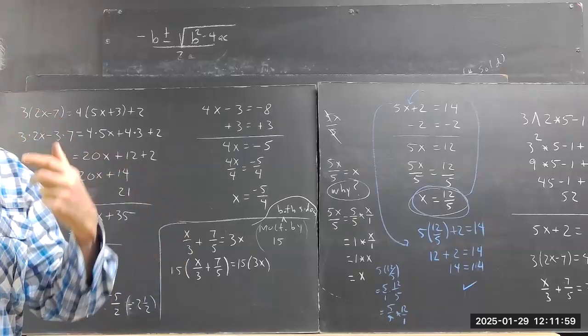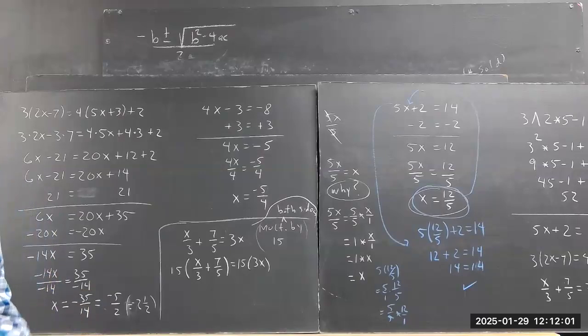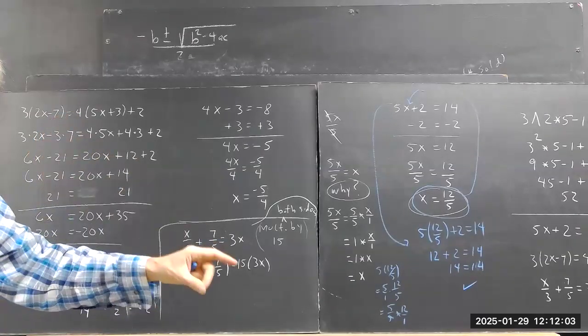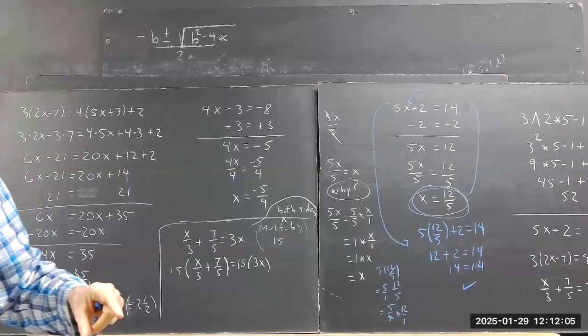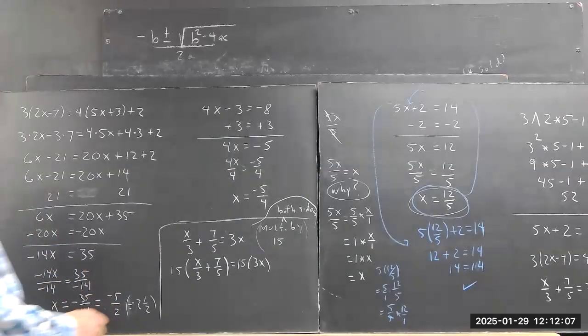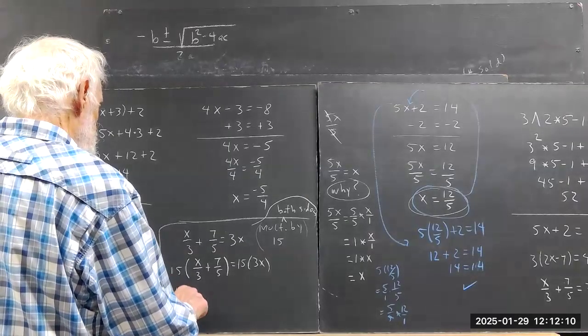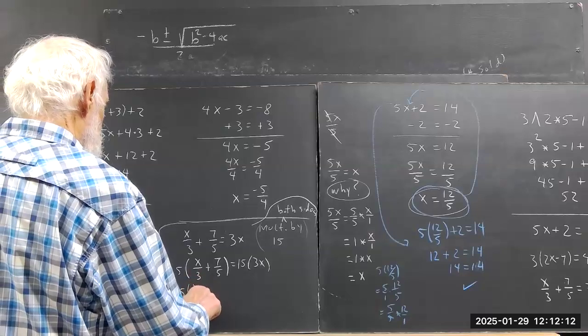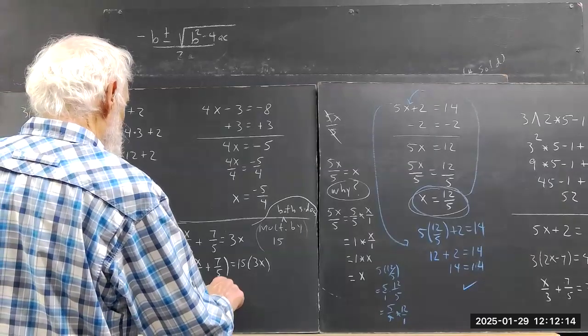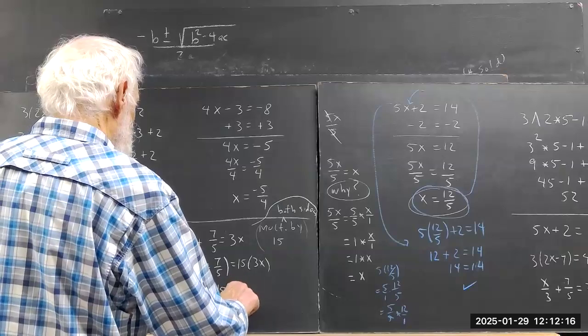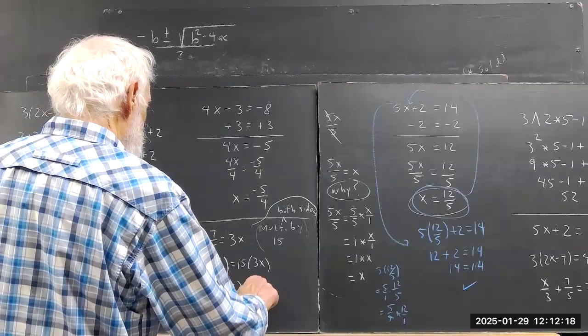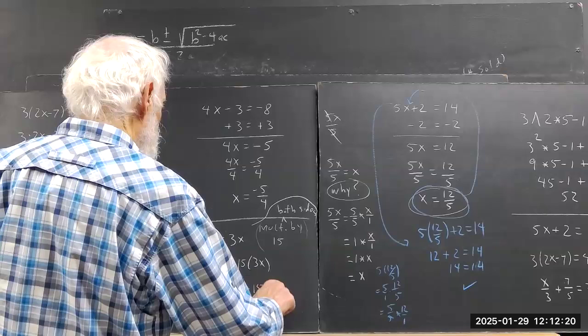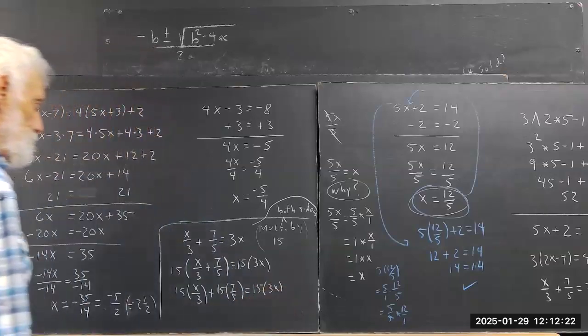Because if you get down to the end and find that the check doesn't work, you want to be able to go back and test every little detail. So we want to write out all the details. We're going to write out 15 times x over 3 plus 15 times 7 over 5 equals 15 times 3x.